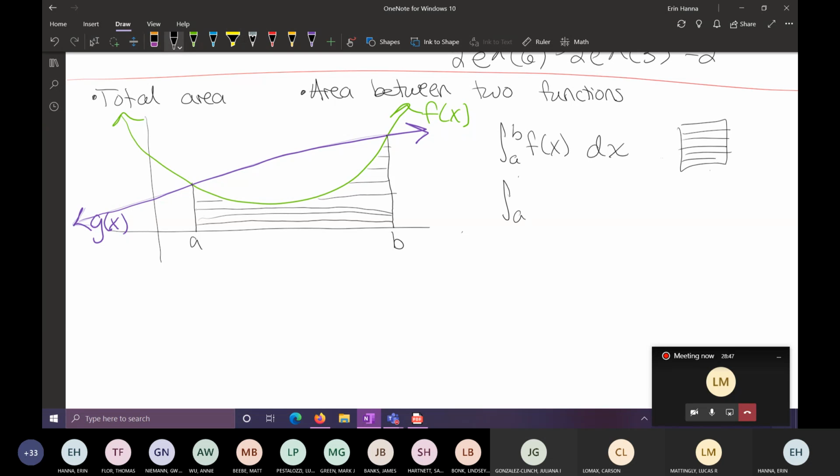And then if I were to calculate the integral of g of x, let me shade that area with vertical lines. That would end up being the area underneath of that line. So all of this area in here.